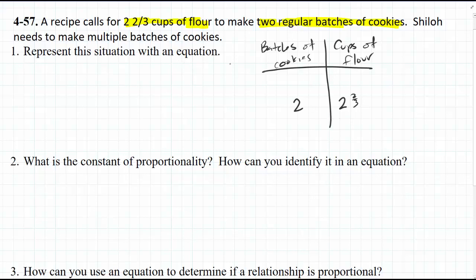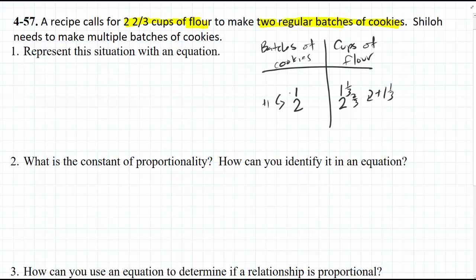So let's look at some of the other information that we have. If two batches of cookies use 2 2/3 cups of flour, hopefully it makes sense by now that instead of making 2 batches we make 1 batch, and we use half the amount of flour. So instead of 2 2/3 cups of flour, we'll only need 1 1/3. Hopefully you notice now that if we increase the batches of cookies by 1 batch, we increase the cups of flour by 1 1/3 cups.